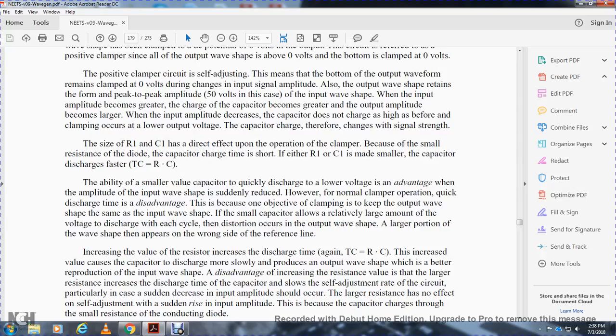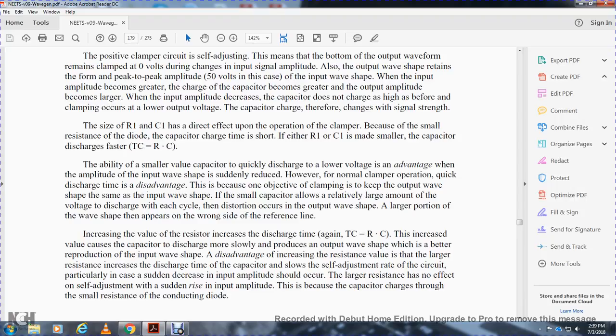The size of resistor 1 and capacitor 1 directly affects the operation of the clamper. The smaller the resistance, the faster the capacitor charges through the diode at the time of either resistor 1 or capacitor 1, but the smaller the discharge time, since the total time constant is equal to the resistance times the capacitance. A small capacitor quickly discharges, which is an advantage when the amplitude of the input wave signal is suddenly reduced. However, for normal clamping operation, quick discharge is a disadvantage. This is because the object of the clamper is to keep the output wave shape the same as the input wave shape.